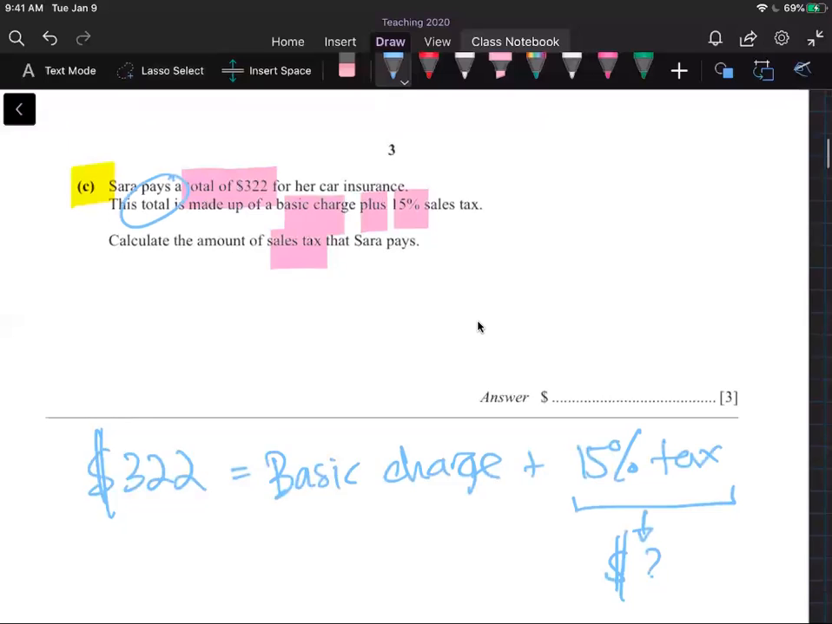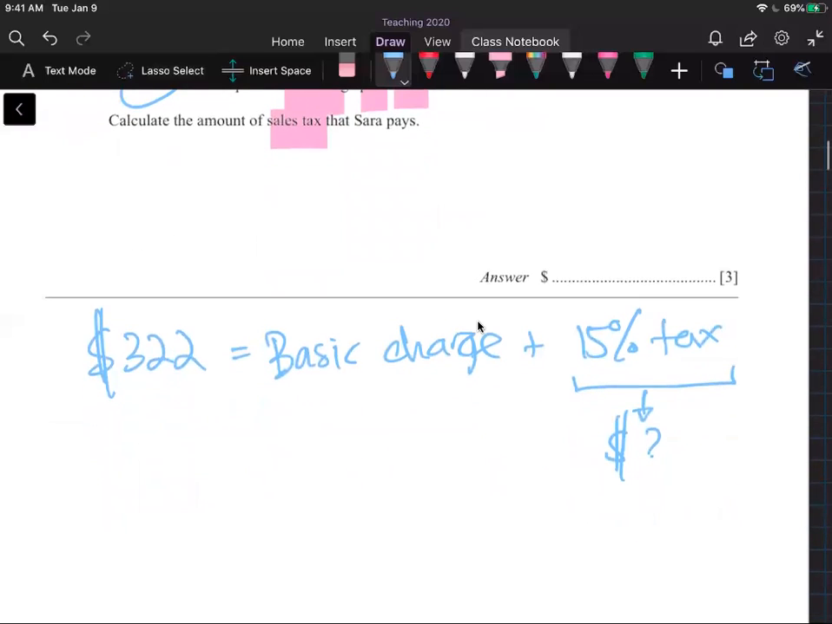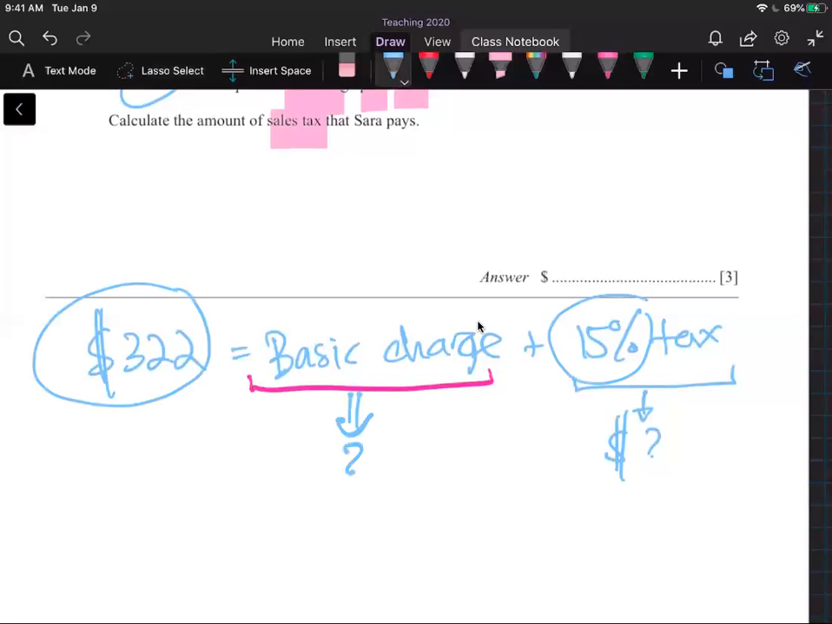Now, it looks tricky. Why is it tricky? Because it doesn't actually tell us the basic charge in an amount of money. So it looks confusing, but actually, you will see that it's not that far off from what we have already learned. We know the total, we know the 15% that we will find, and we need to find out what we know about the basic, original charge.